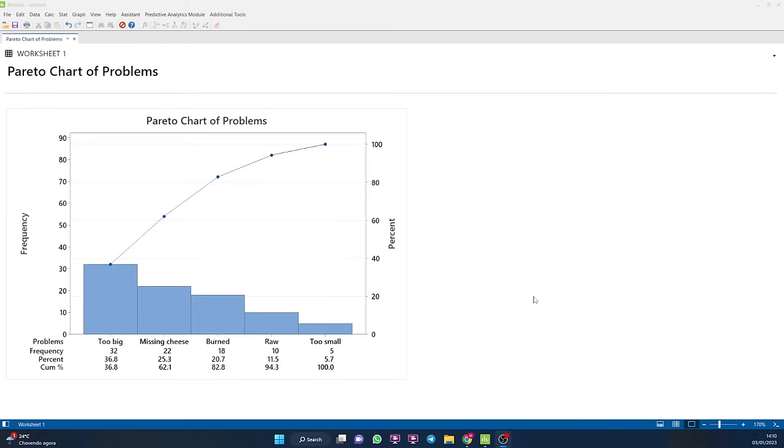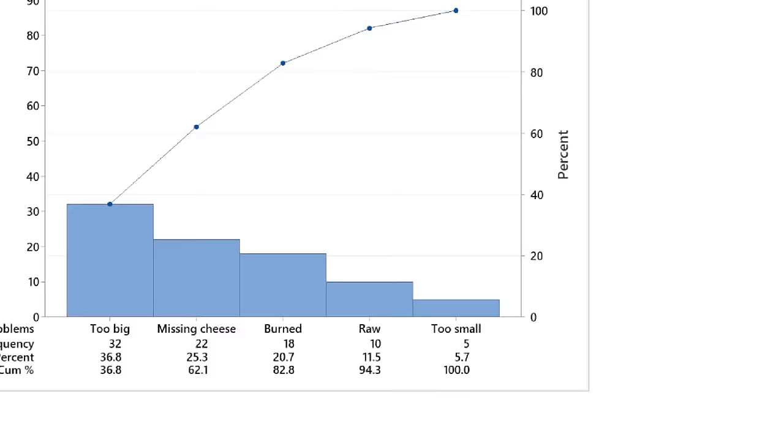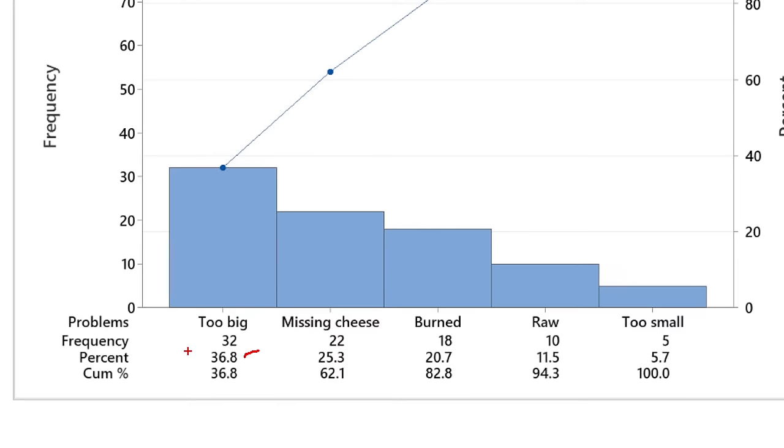Just a quick review. Here I can see that 36.8% of my problems are classified as too big cheese breads, 25.3% missing cheese, and then I can check both of them, so the accumulated, I can consider both problems, too big and also missing cheese, the total will be 62.1%.